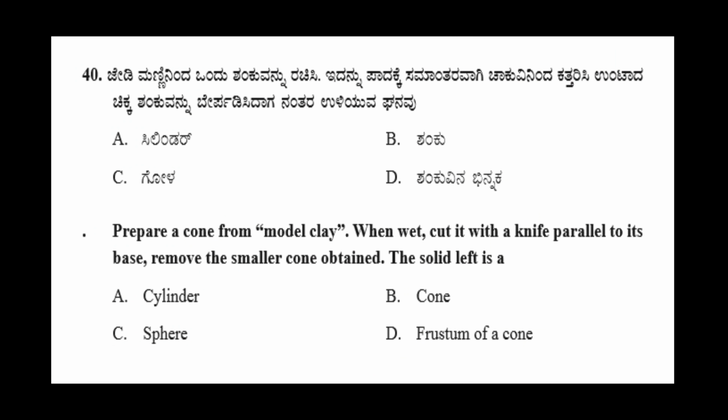It is question number 40. So here, prepare a cone from a model clay. When wet, cut it with a knife parallel to its base. Remove the smaller cone obtained. The solid left is: option A cylinder, option B cone, option C sphere, option D frustum of a cone.